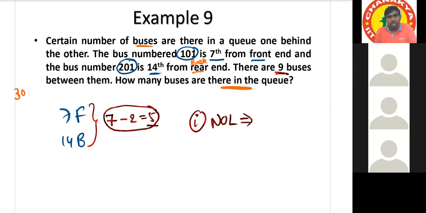So in case of non-overlap, answer is: left position is 7, right position is 14, plus between buses, 9. So 9, that's all. Answer is 30. Correct. 30. Sir, yes, it's very good.